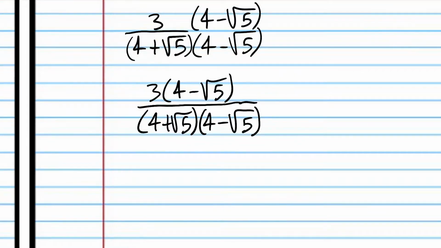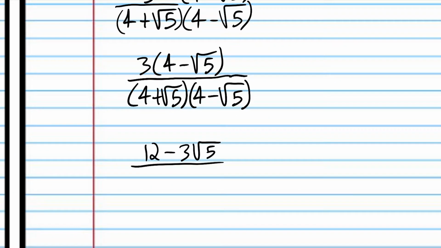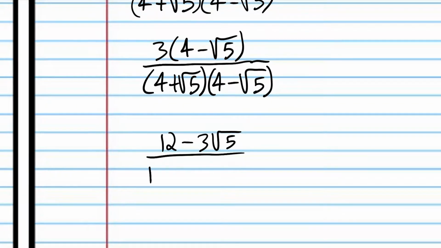All right, so now we're just going to use distribution. 3 times 4 and 3 times negative root 5. So 3 times 4 is 12. And 3 times negative root 5 is negative 3 root 5. And now in the bottom we have to use FOIL because we're multiplying two binomials. So that's why we had to review all that FOIL stuff. So now 4 times 4 is 16. 4 times negative root 5 is negative 4 root 5. Root 5 times 4 is 4 root 5.